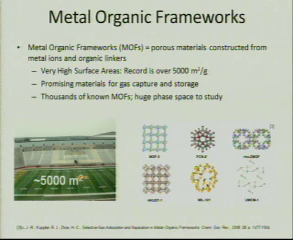As you can see in this figure here on the right, MOFs come in various types of formations, and you can kind of think of them as scaffolds with metal linkers between to construct different types of formations. So they have very high surface areas. The current record is over 5,000 meters squared per gram. That's over the surface area of a football field in a gram of this material.